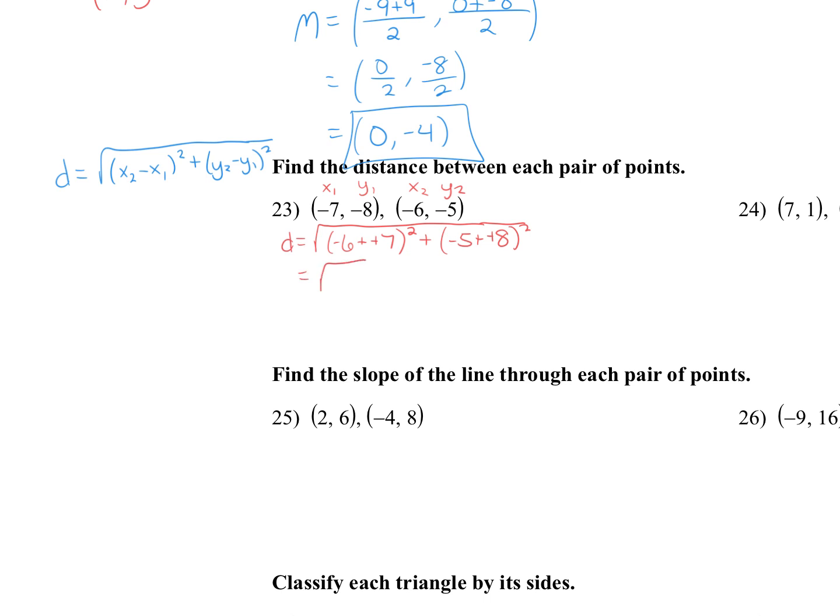Keep simplifying. What's -6 plus 7? 1. What is -5 plus 8? Yep. So then again, squared means multiplying it by itself. What's 1 squared? 1. 3 squared? 9. So just add those together. What's 1 plus 9? So is my answer 10? No, square root of 10. Yep, square root does not go away.